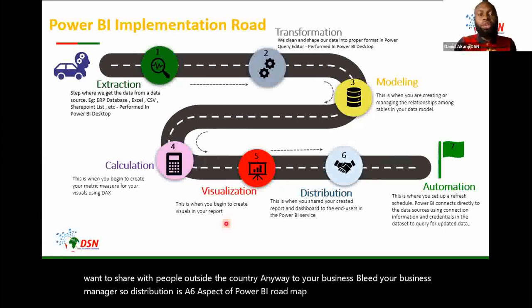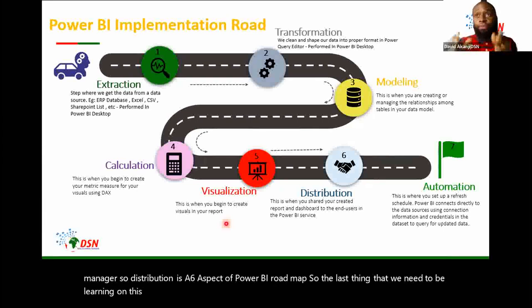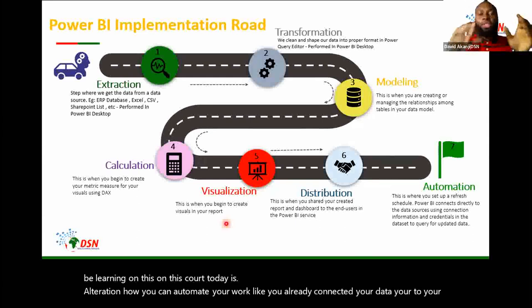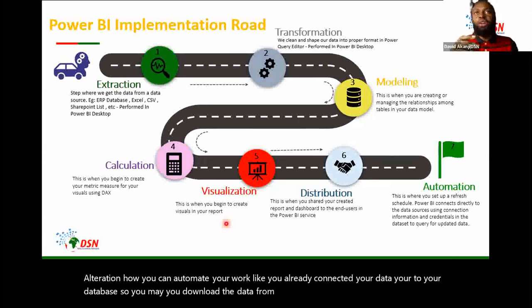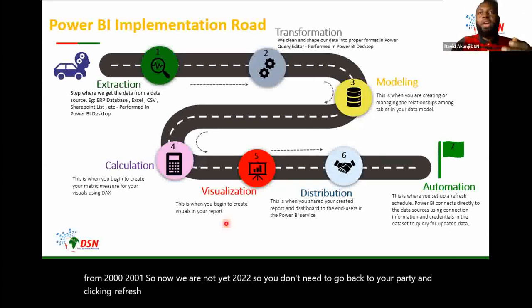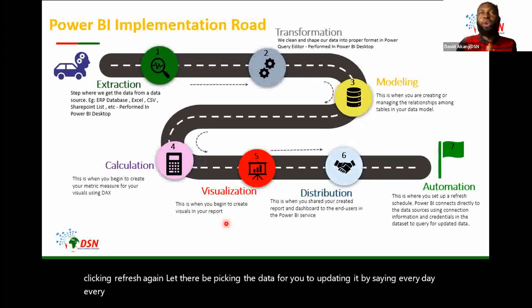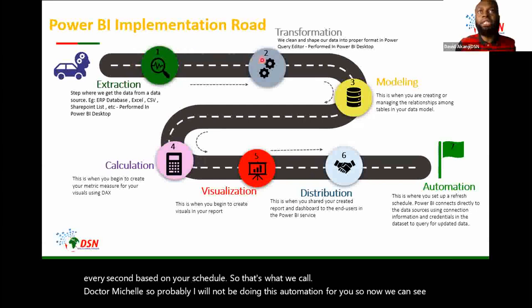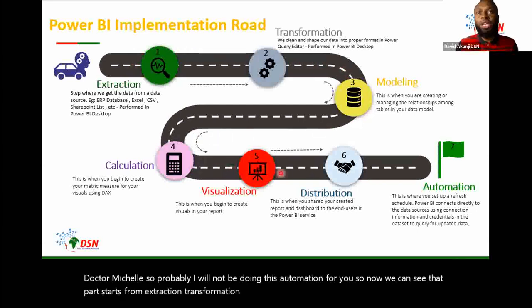The last thing we need to learn on this call today is automation, how you can automate your work. Say you have already connected your data to your database, and you download data from 2000 to 2001. Now we are in year 2022. You don't need to go back to Power BI and keep clicking refresh. Let Power BI pick the data for you and update it by itself, every day, every second, based on your schedule. That's what we call automation. So Power BI starts from extraction, transformation, modeling, calculation, visualization, and distribution.